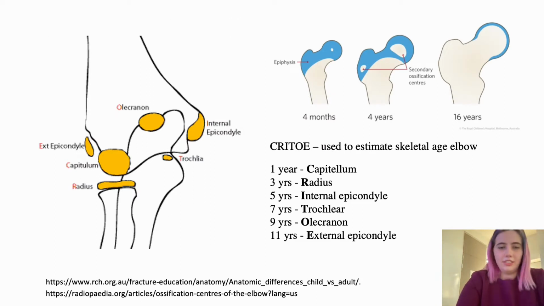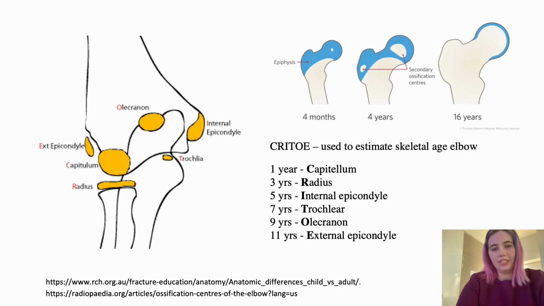You can also use this mnemonic to estimate the age of a skeletal bone for the elbow, but it's also good for telling whether a part of the bone is of normal growth or it's a fracture or something pathological. So this is an estimate of when these ossification centres should appear, but boys and girls do grow at different ages, so they're not exact.